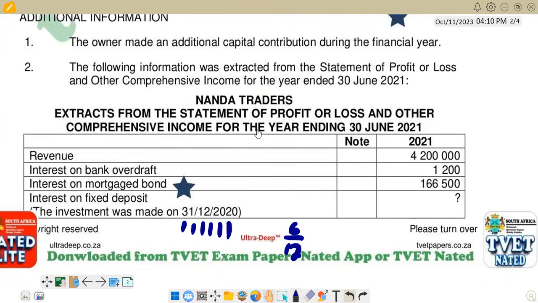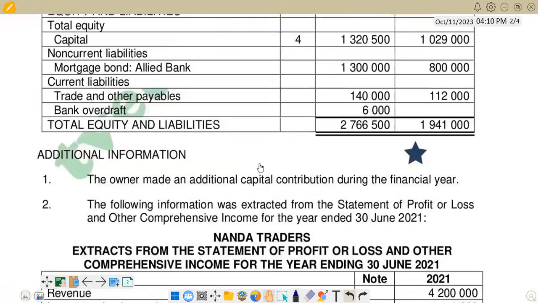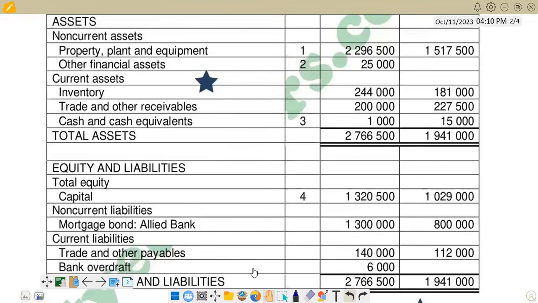Let's try to see in the list of balances. We've got inventory here. These are the figures for inventory. This one is the beginning, 181,000, and this one, 244,000, is for the end. So we are adding 181,000, then we subtract 244,000. So let's go back.